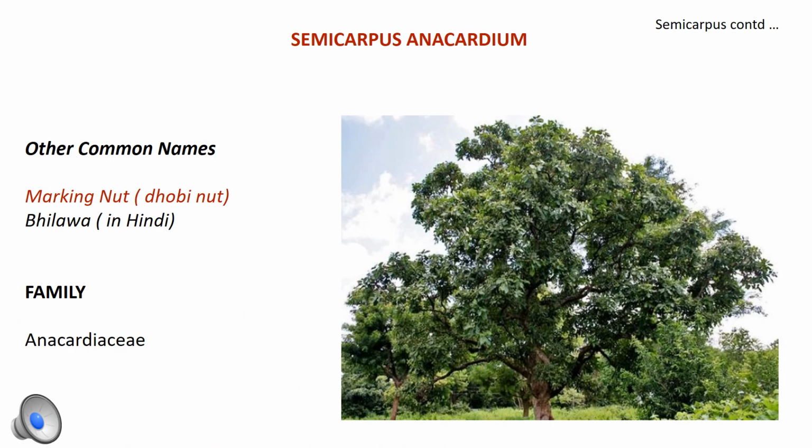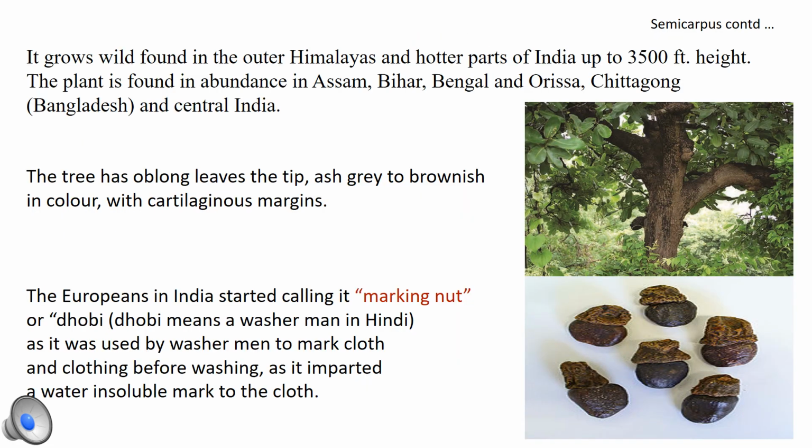So now coming to Semecarpus anacardium, also called marking nut. Why is it called marking nut or dhobi nut? You can see the blue thing the dhobis used to use to mark the cloth. So that is the marking nut. Okay, that is the poison. Family is Anacardiaceae. So as you can see, this is how the marking nut looks. This is the marking nut tree. It's found abundantly in the Himalayan belt areas like Assam, Bihar, Bengal. Okay, the tree is like this. The Europeans called it marking nut as used by the dhobis.